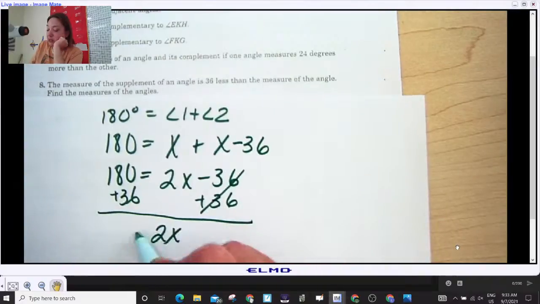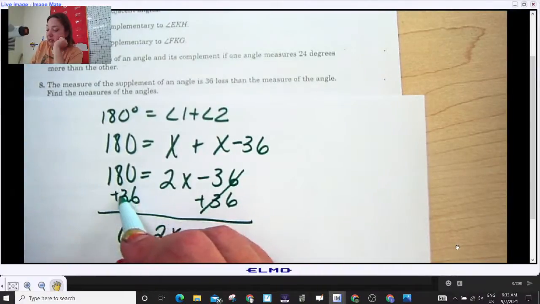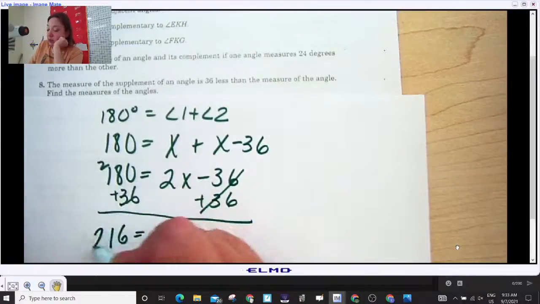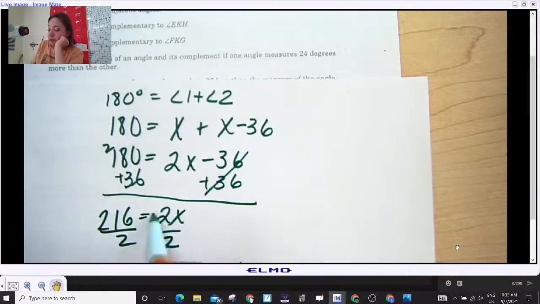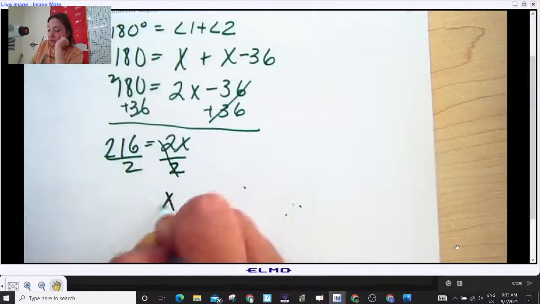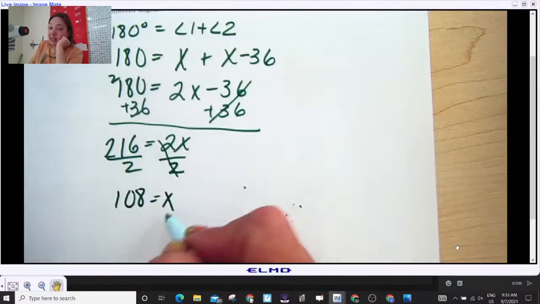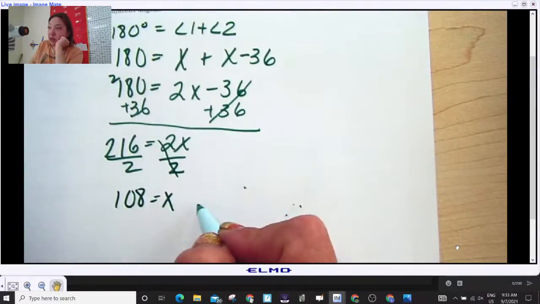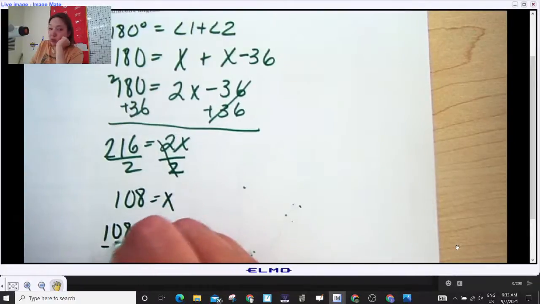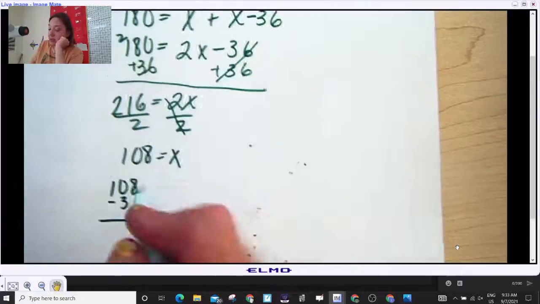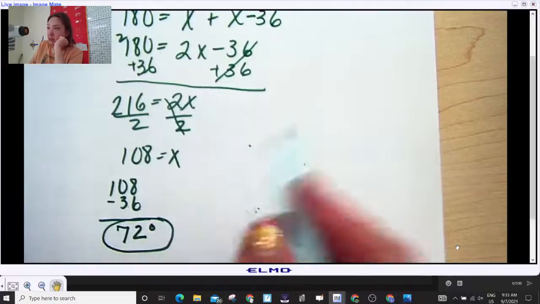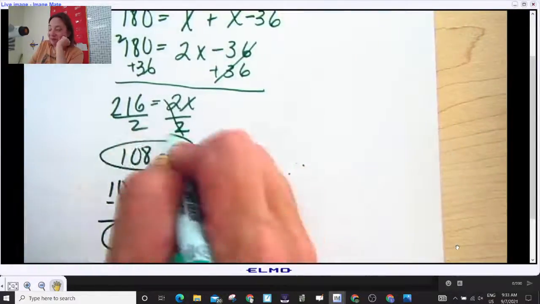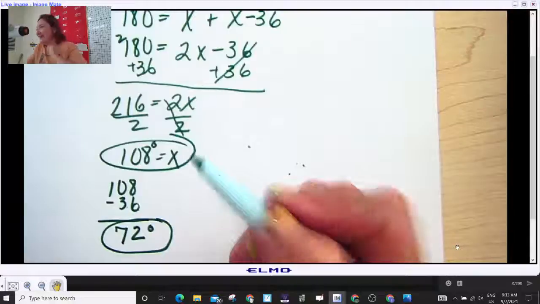That's going to give us 2x equals 6, 8, 9, 10, 11. So 216, right? We divide by 2. What's x this time? 108. So that's x. What's the other angle going to be? So we're going to take 108 and we're going to subtract 36. 8 minus 6 is 2. 10 minus 3 is 7. Oh, look, it's 72. This one really is 72.